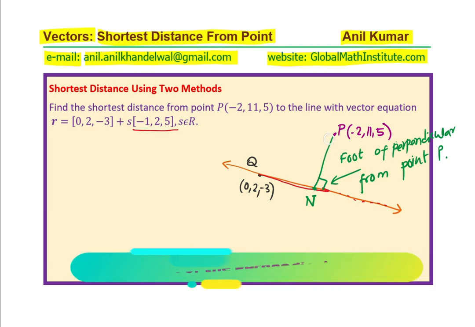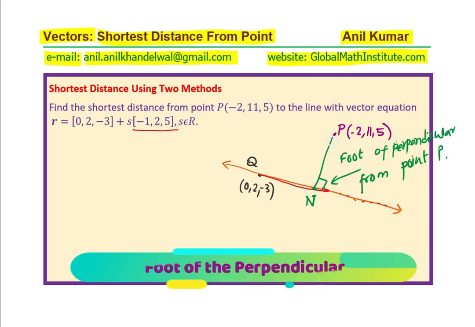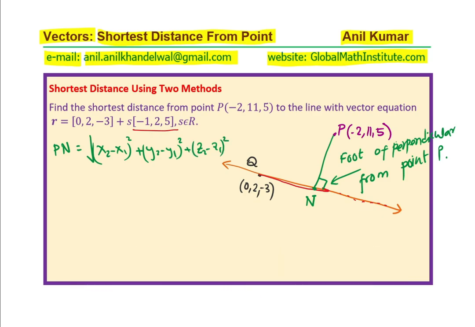So now you know, if you can find N, you can find PN, the distance between 2 points, right? Not difficult at all. So that means PN could be equal to, we can use the formula, square root of (x2 minus x1) whole square plus (y2 minus y1) whole square plus (z2 minus z1) whole square. So that becomes the distance from P to N and also the shortest distance. Now, how do we find point N?